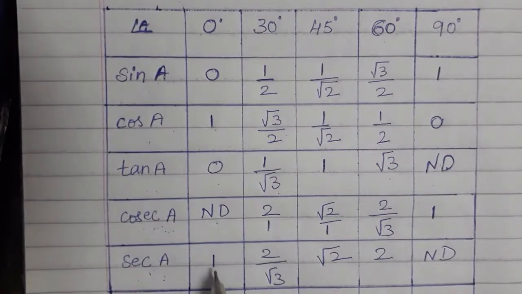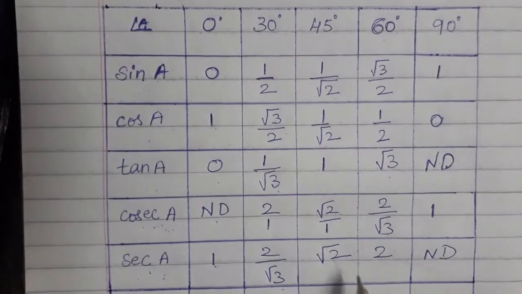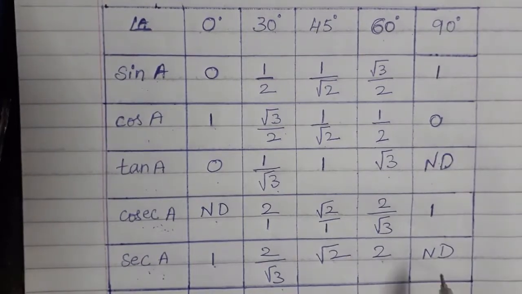So secant 0 degree is 1. Secant 30 degree is 2 by root 3. Secant 45 is root 2. Secant 60 is 2. Secant 90 is not definable.